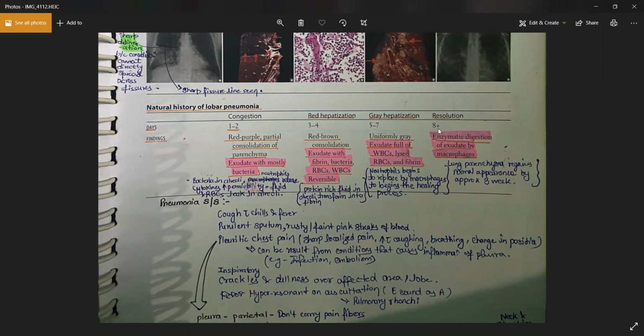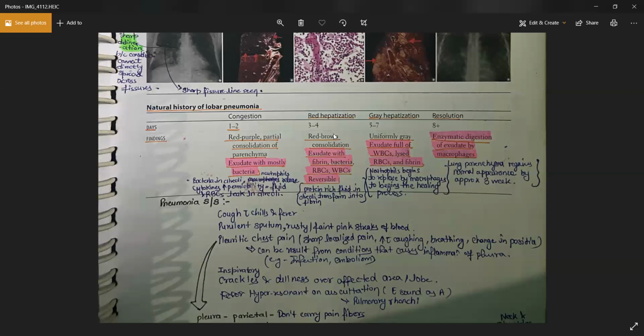Up to this 8th day, after 8+ days, all these macrophages have cleared all these RBCs, exudate and everything. And now again, the regeneration will happen with the type 2 pneumocytes, right? So after 3 weeks, approximately, this lung parenchyma will become totally normal again. It will achieve a total normal appearance again.